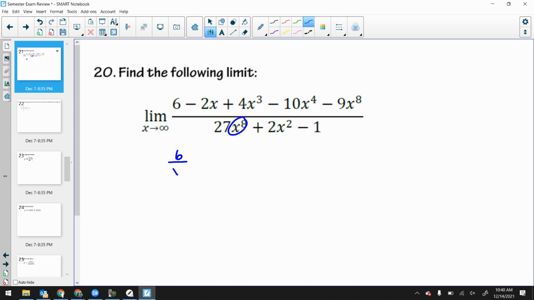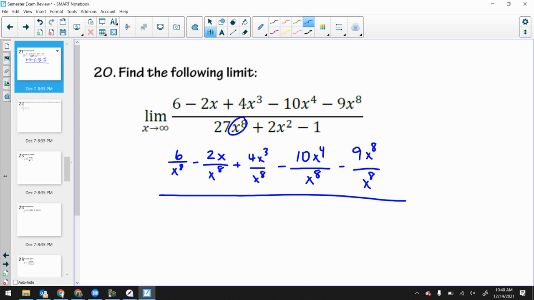So 6 over x to the 8th minus 2x over x to the 8th plus 4x to the 3rd over x to the 8th minus 10x to the 4th over x to the 8th. This is overkill here. You get what I'm doing. Divide by x to the 8th plus 2x squared over x to the 8th minus 1 over x to the 8th. Okay.